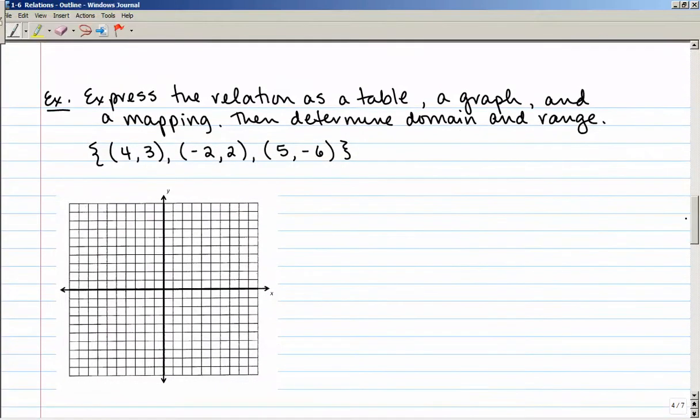So let's do this example. This says express the relation as a table, a graph, and a mapping, and then determine the domain and range. So this relation was given to us as a set of ordered pairs. So I'm going to write it as a table. I'll make an x column and a y column. And then for each ordered pair, I have the ordered pair 4, 3, the ordered pair -2, 2, and the ordered pair 5, -6.